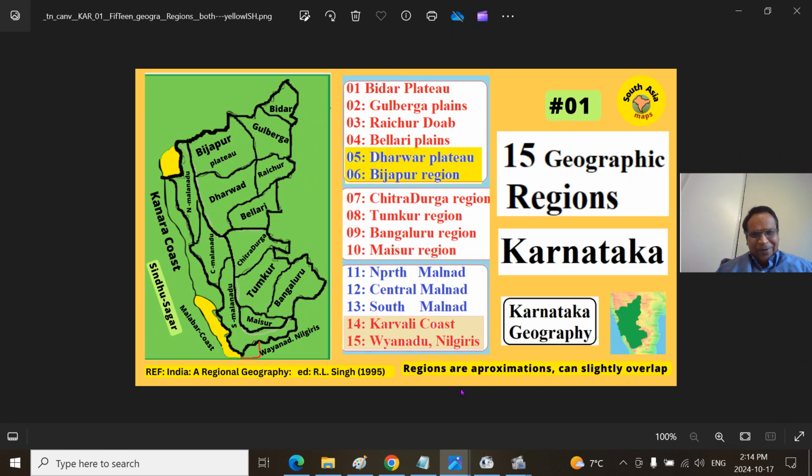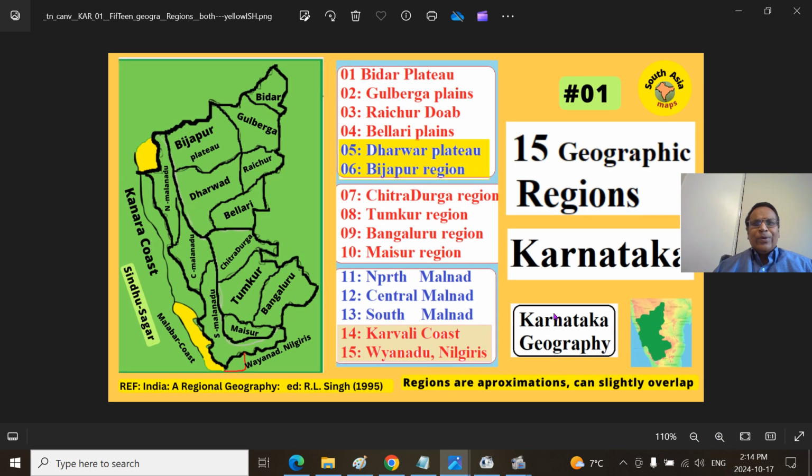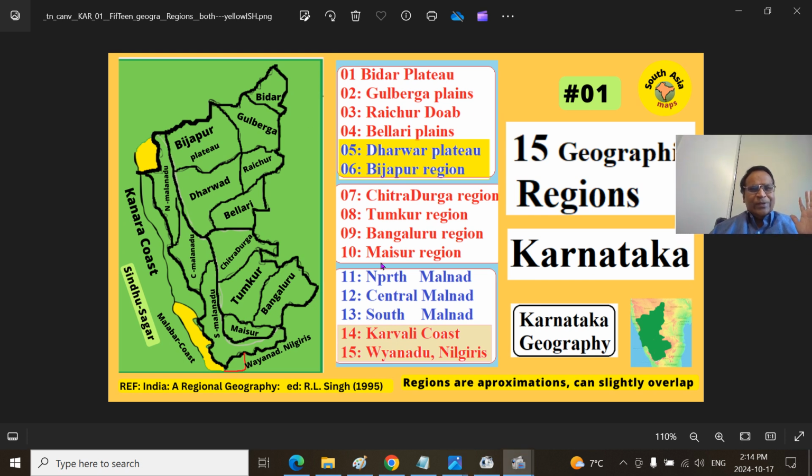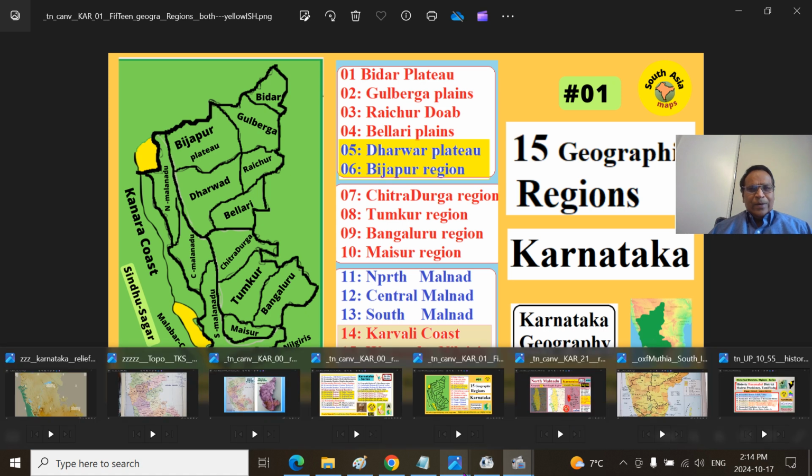Friends, before this I have looked broadly at around 15 or so geographic or physiographic regions of Karnataka. Today we are looking at this particular part, east of the Gomantak Goa region, that is the North Malnadu region. There is a typo over here: it is the North Malnadu or Malenadu region.